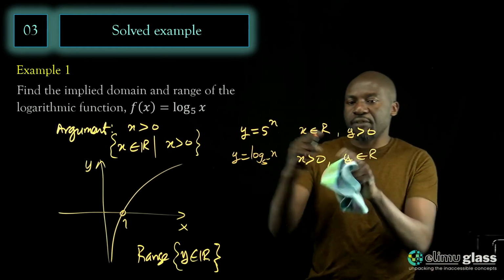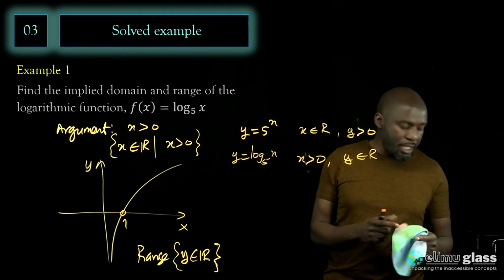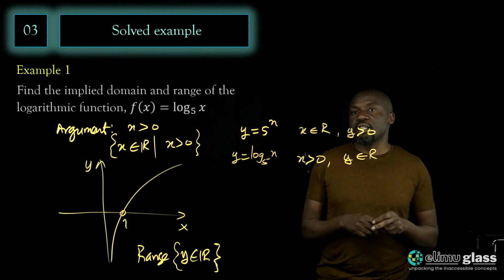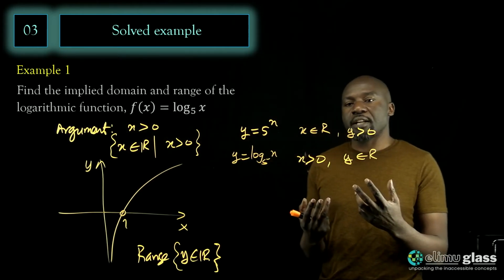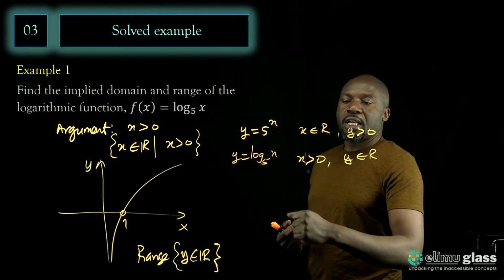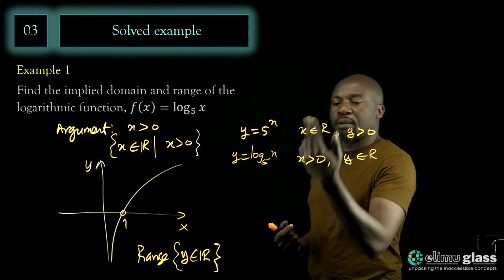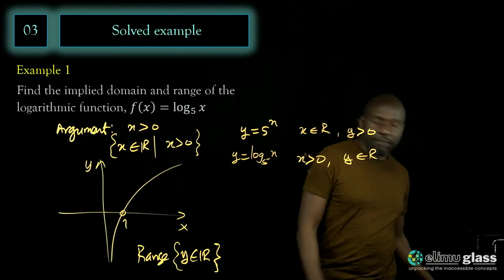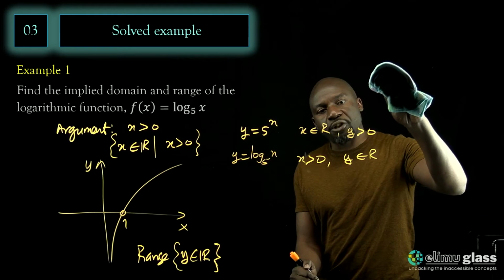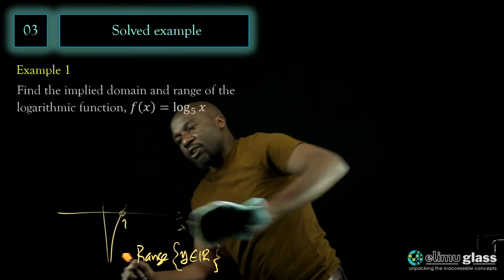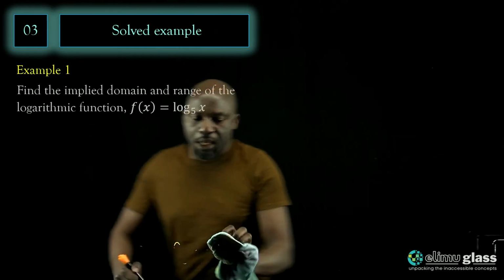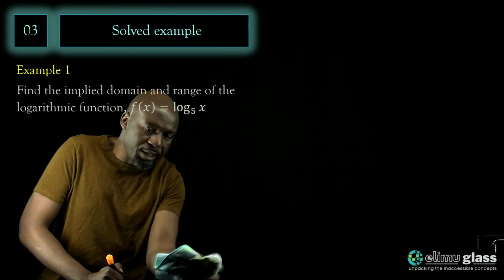So it's like they have exchanged, and we will see that this is one of the features of a function and its inverse. A function and its inverse are such that the domain of the function becomes the range of the inverse, and the range of the function becomes the domain of the inverse. This is a property we will see when we look at the inverse of a function. Questions about determining the domain and range of logarithmic functions tend to be HL as opposed to SL or AI.